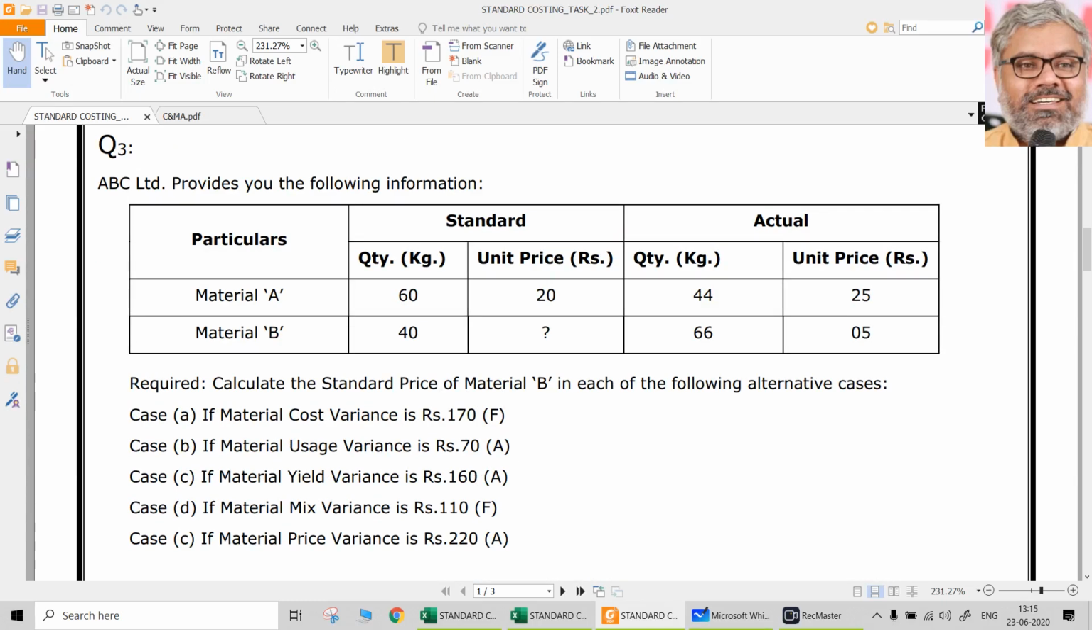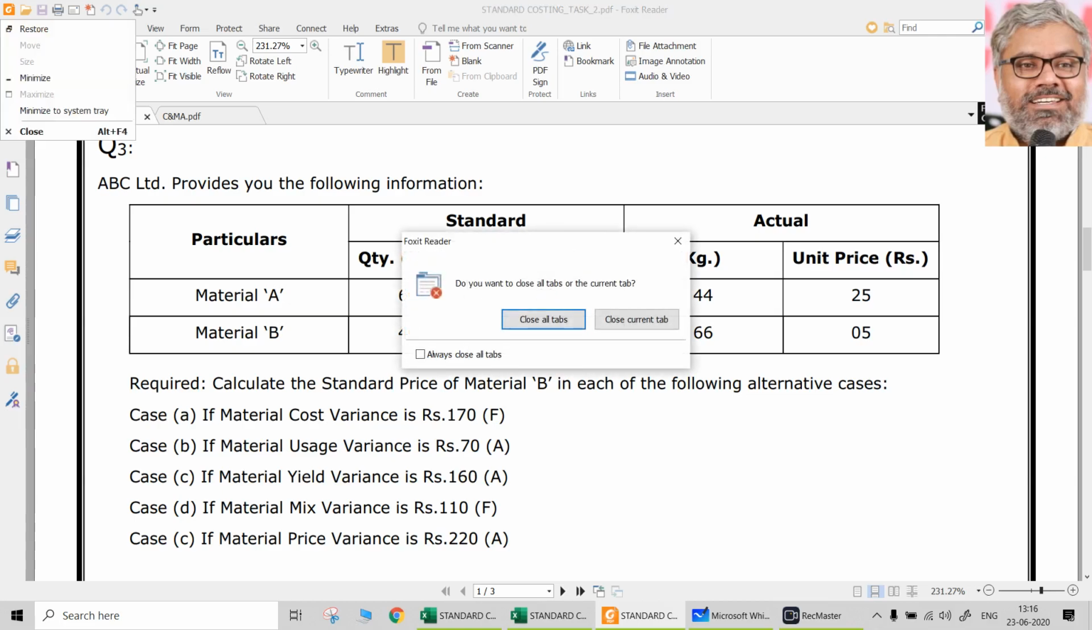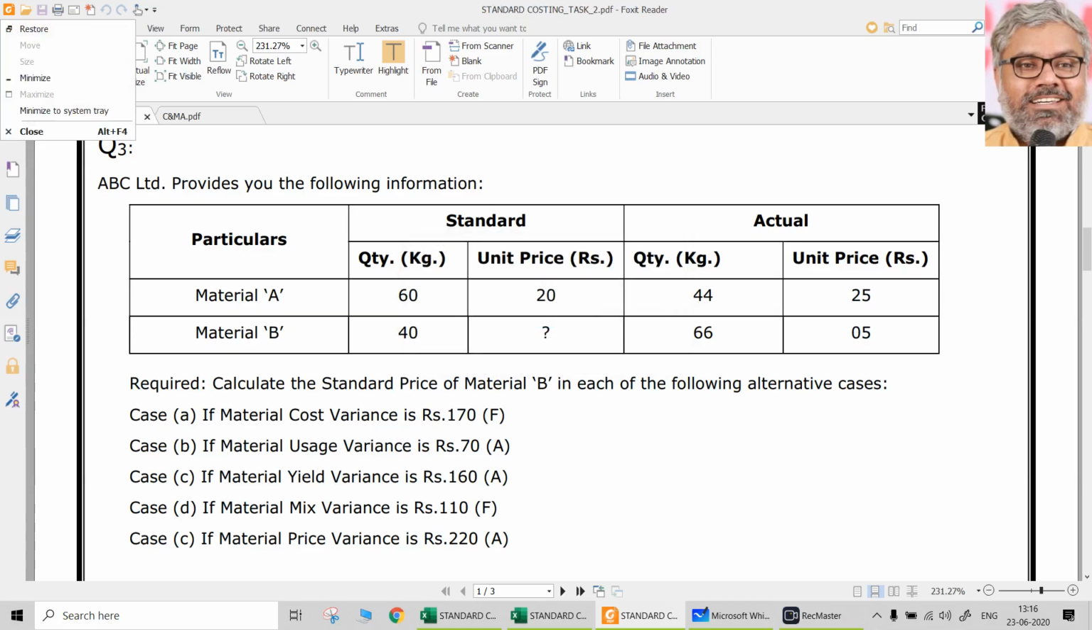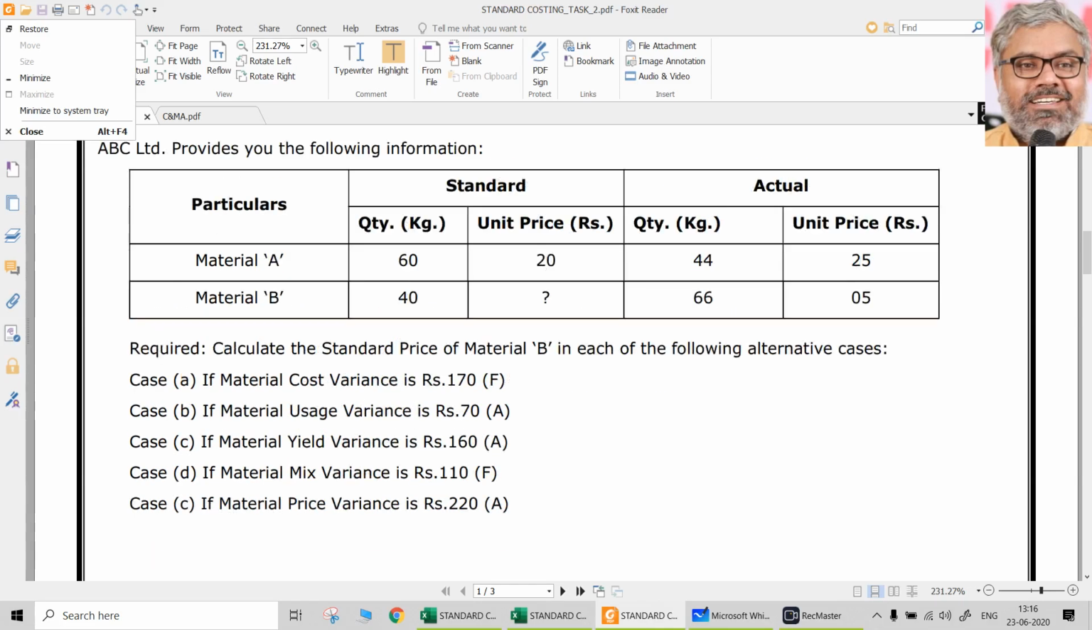And question number 3 also is a straightforward question. If different variances are given, we need to find out the missing item, that is the standard price of material B. That can be done by assuming it as X and substituting in the formulae related to each of these variances which are already given. So when there is only one missing number, there is no problem. Automatically, if you substitute it as X, then the answers will emerge accordingly.